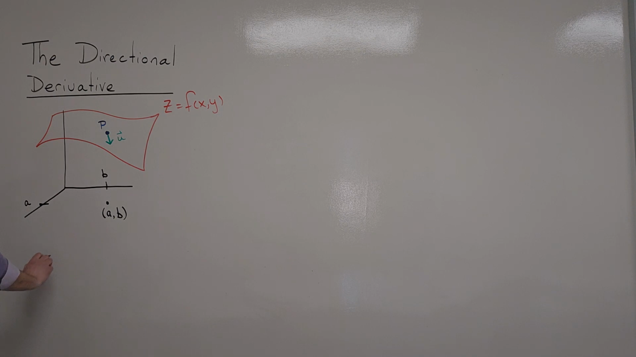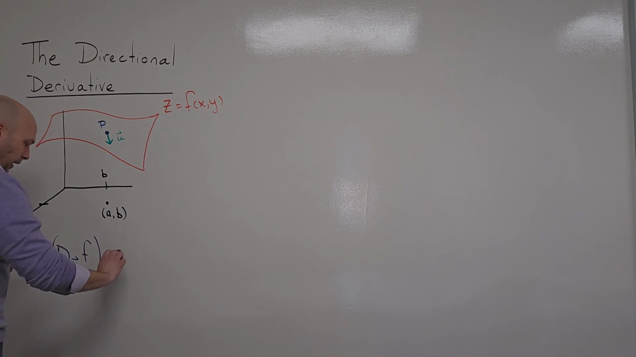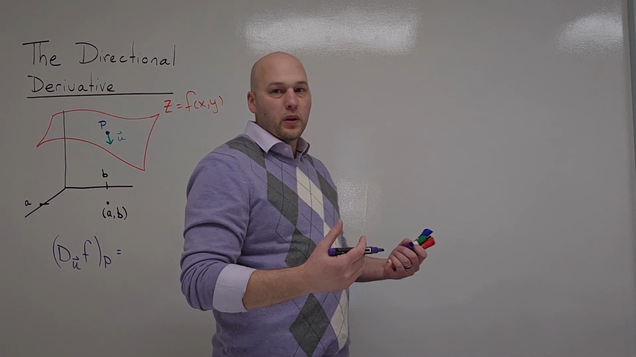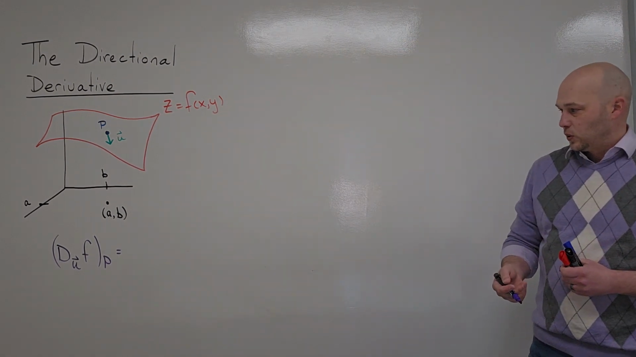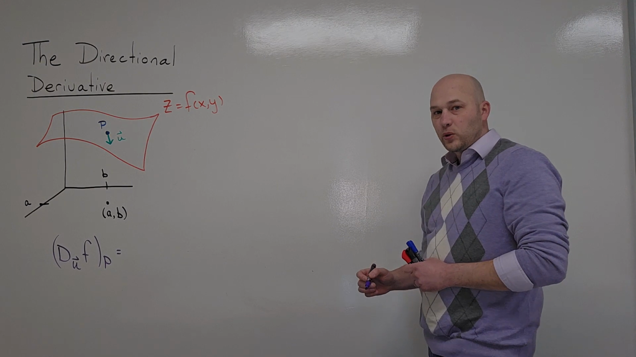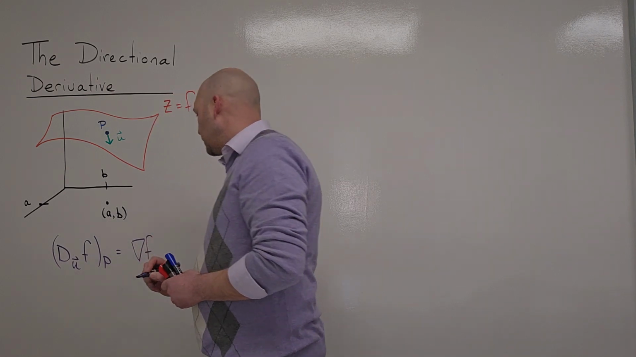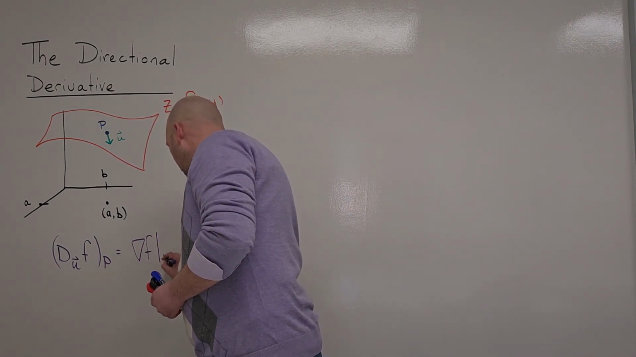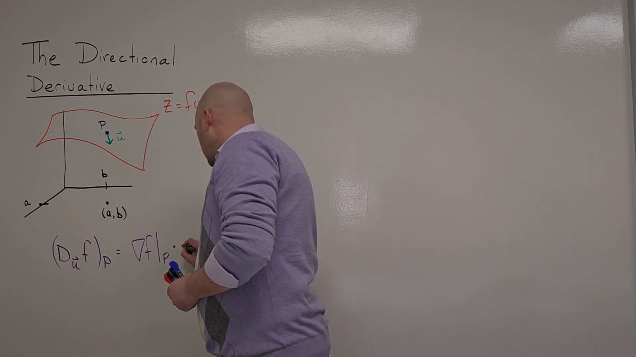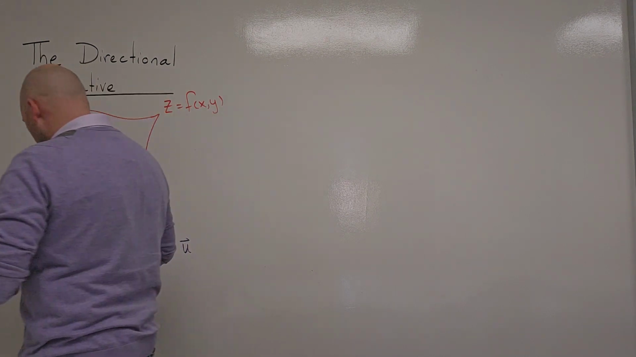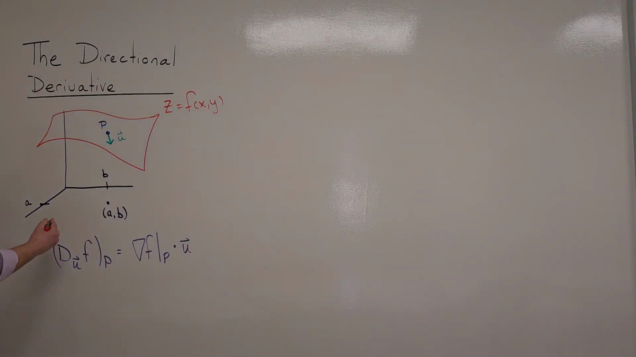The notation is given by capital D, for the directional derivative, and then a subscript u, in the direction of the vector u, of the function f, evaluated at the point P. The left-hand side just tells me what I'm computing: the directional derivative of f in the direction of u at the point P. The right-hand side tells me how to evaluate this. We find the gradient of the function, evaluate the gradient at the point P, and then take the dot product with the vector u. This is the formula that we will work with.